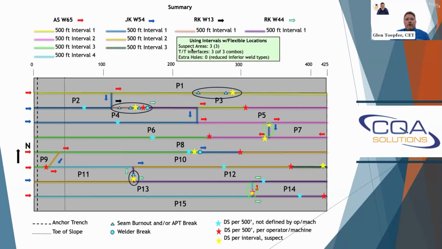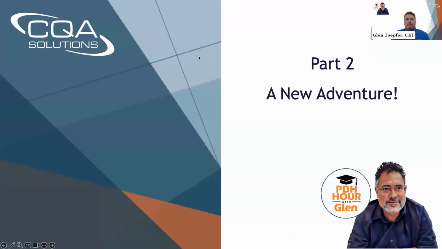And then I did a summary on it. And again, here's the suspect areas. I probably should have circled them on previous slides. Your textured interfaces. The flexible approach allowed us to catch all three of the suspect areas, all three of the textured, and we had zero extra holes. So that pretty much sums up what I went over in part one.